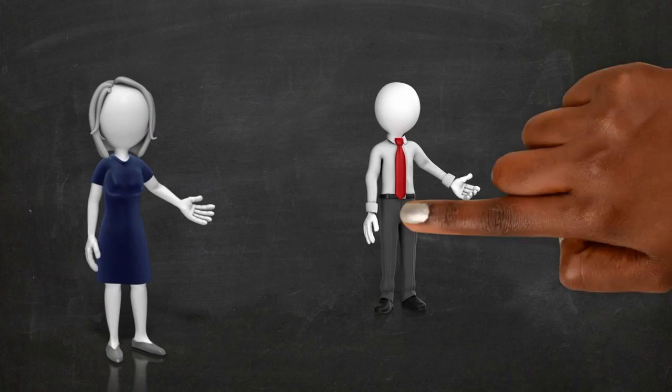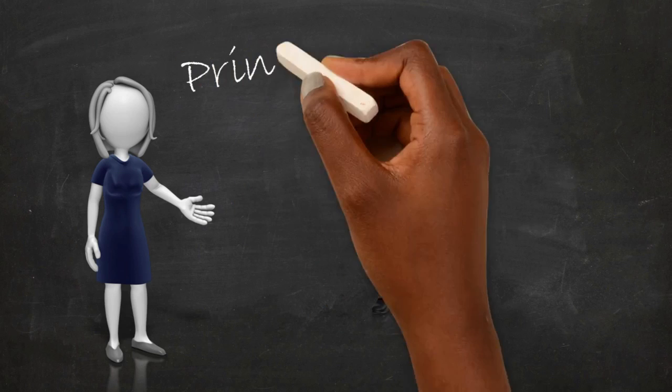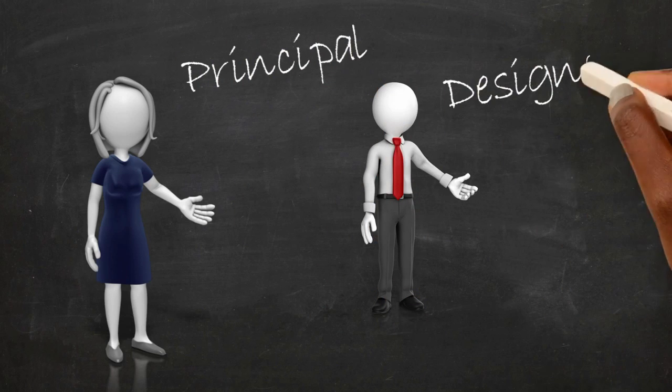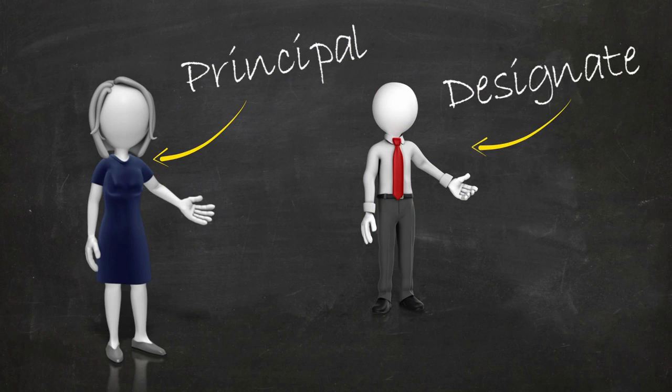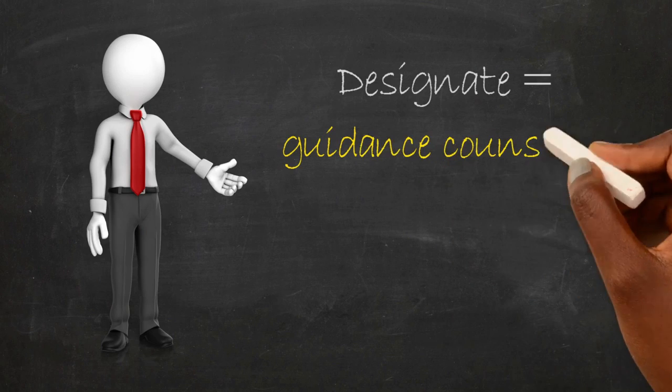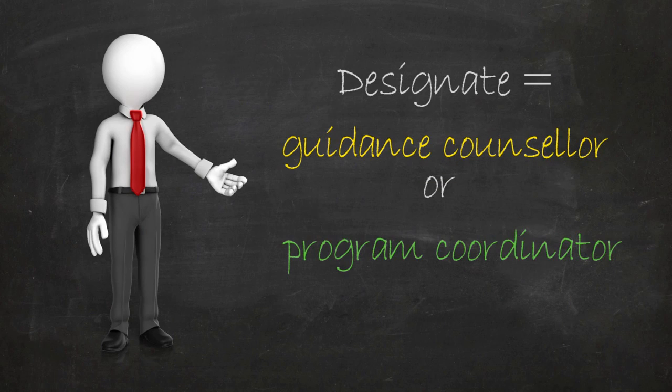The school principal or a designate will determine if a student is eligible to apply for PLAR during the student intake or registration process. A designate is usually a guidance counselor or program coordinator.